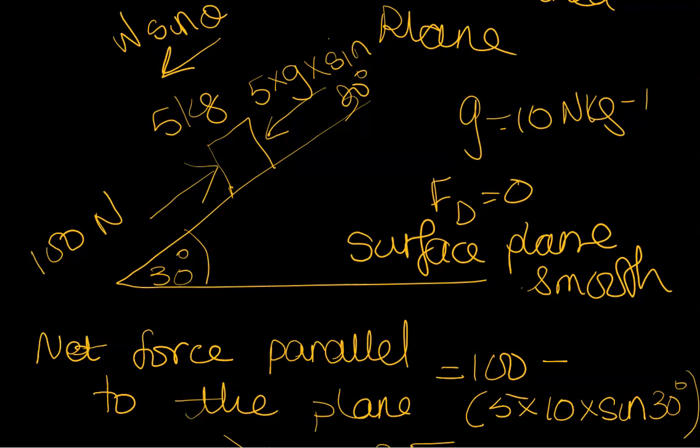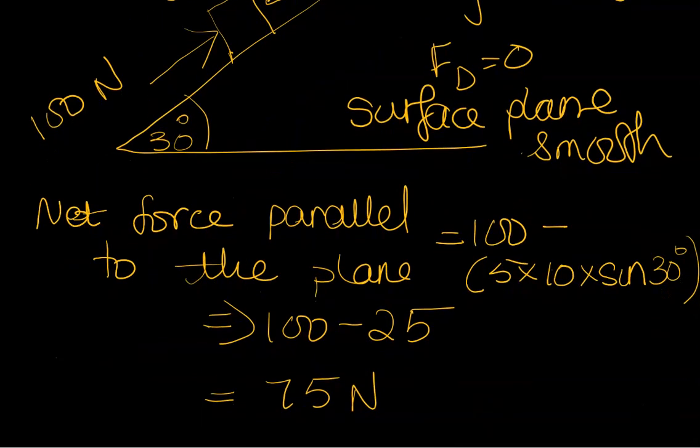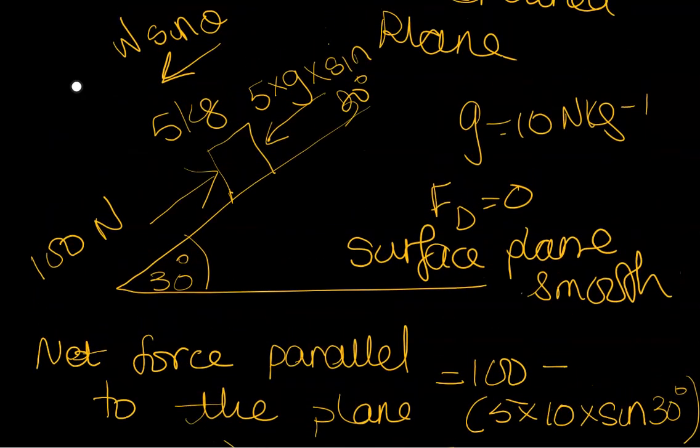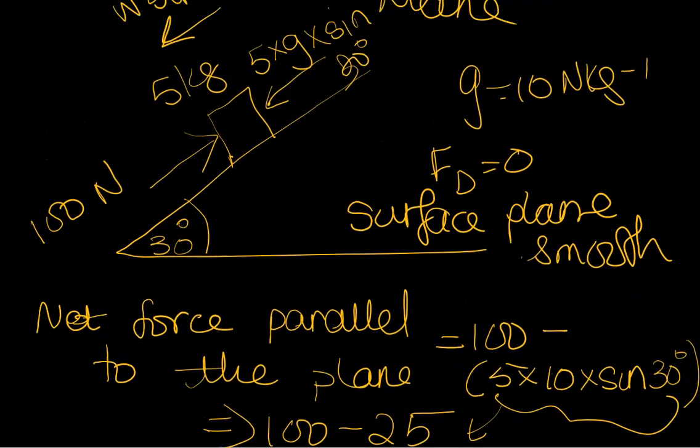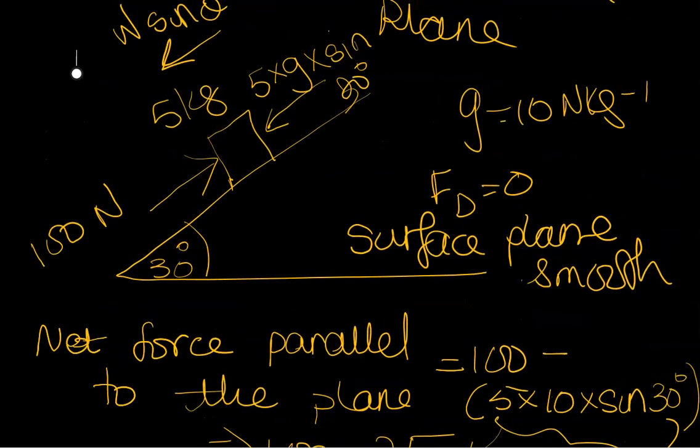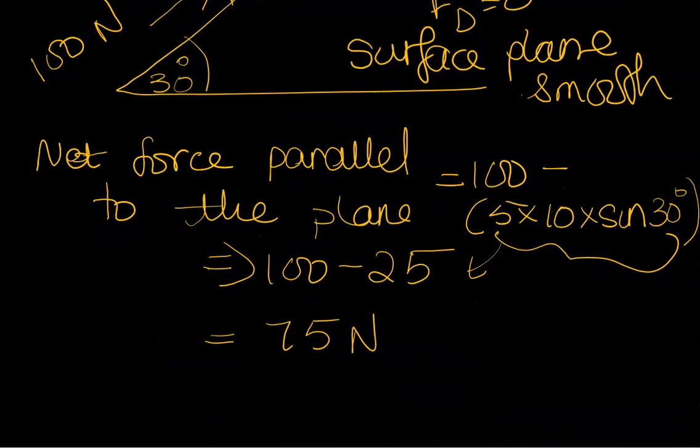So now you have 100 minus W sine theta. W is mg, so that is 5 times 10, which is 50, multiplied by sine of the angle, which is 30. This works out to be 25. So the net resultant force along the plane will be 100 minus 25, which is 75 newtons.